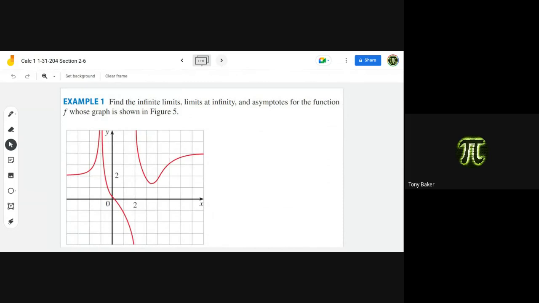All right, let's look at a simple case. Let's just get a graph, and then we'll figure out some of the asymptotes for it, and then we'll look at some equations as well.